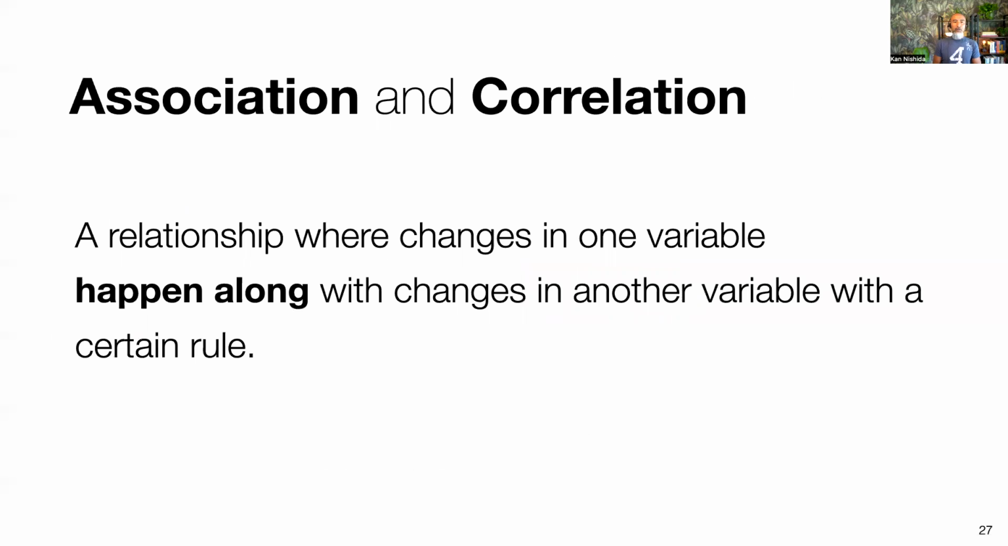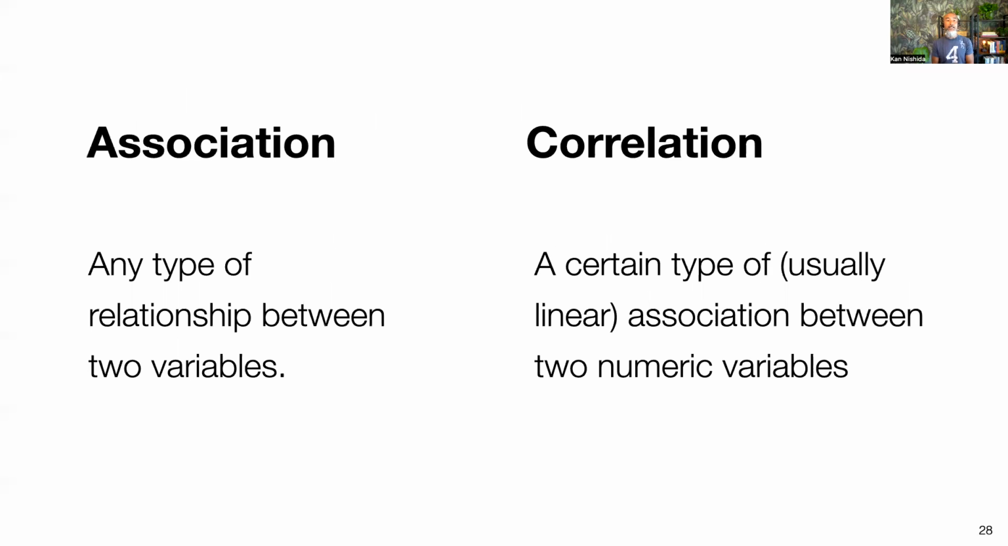Association and correlation are basically the same thing: a relationship where changes in one variable happen along with changes in another variable with a certain rule. Association is any type of relationship between two variables. Correlation is a certain type of association, usually the linear relationship, but the more important thing is that the variables we are interested in happen to be numerical. So not categorical, not text or logical, that kind of stuff.